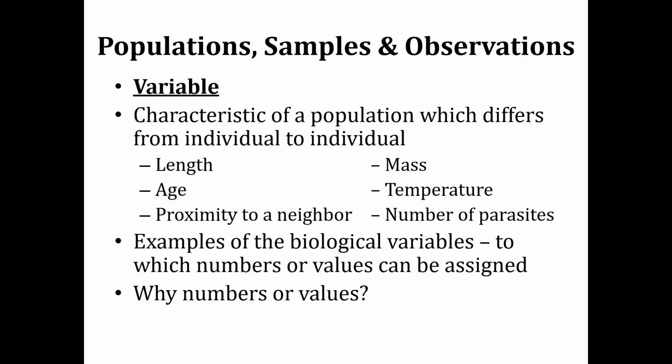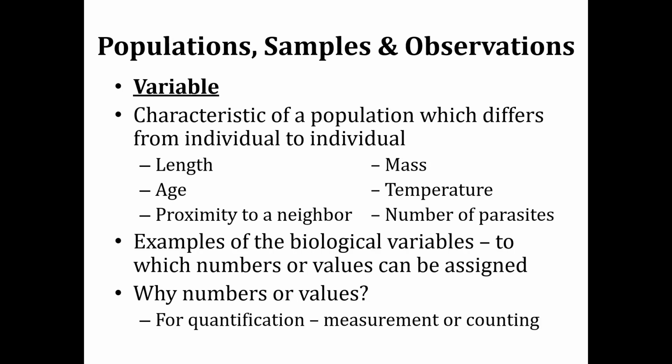They can be the count of things, or they can be the length or measurement of something. So these numbers or values, these numerical variables, are used for the purpose of quantification, because we are talking about statistics here, right? So this is the concept of variable. A variable is that characteristic in a population that shows variation, that differs from individual to individual in a population.